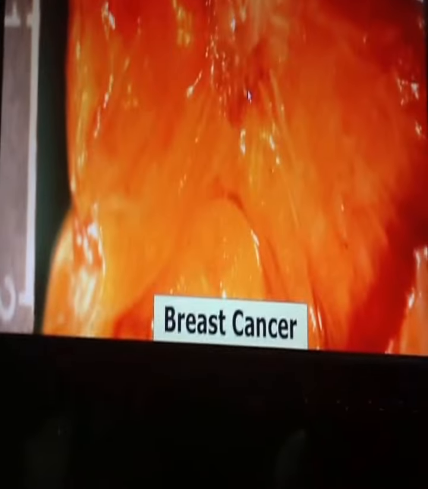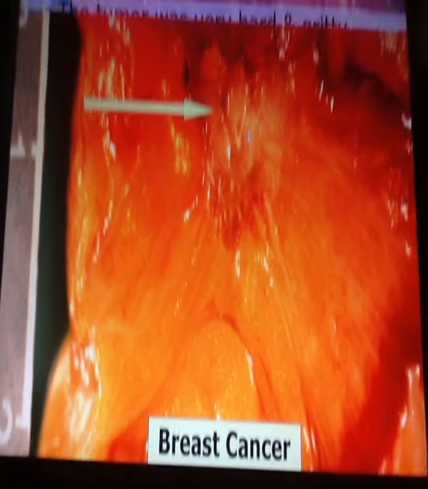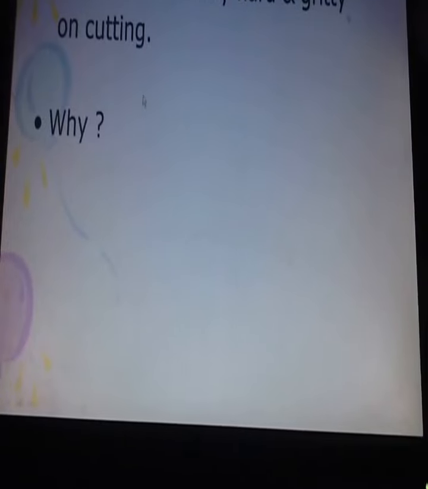It is not encapsulated, not well defined. It is infiltrating into the surrounding tissue. So this is a malignant lesion. The tumor was hard as well. When cutting it, it was hard and gritty.